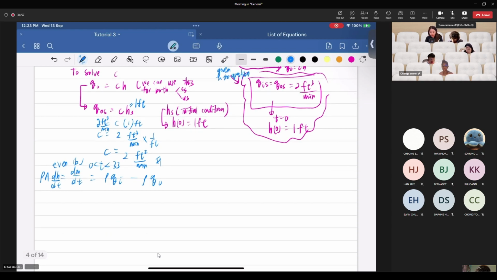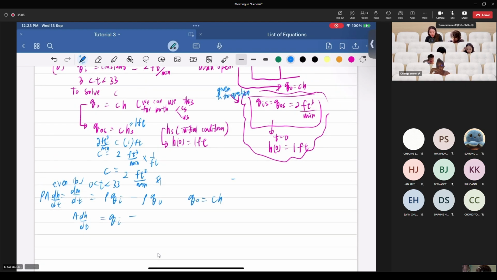So from here, cancel the rho, you'll be having dh over dt equivalent to qi minus q naught equals to ch equals to 2h. So we're having rho cancel first, then q naught equals to ch, and c equals to 2. So finally, you will get 2h.